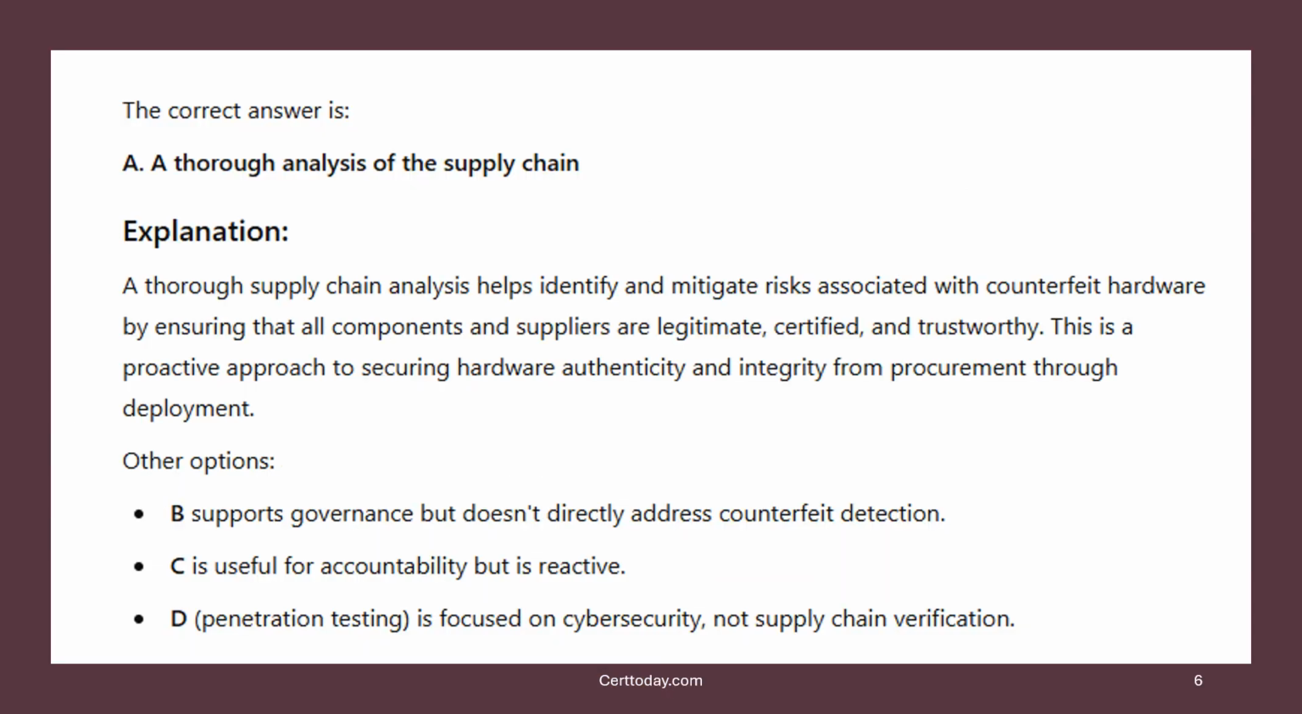The correct answer here is A, a thorough analysis of the supply chain. A thorough supply chain analysis helps identify and mitigate risks associated with counterfeit hardware by ensuring that all components and suppliers are legitimate, certified, and trustworthy. This is a proactive approach to securing hardware authenticity and integrity from procurement through deployment.